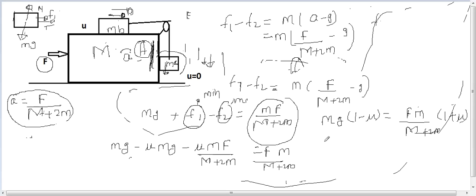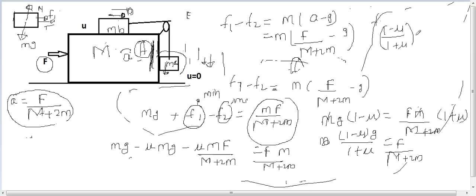So here m cancels out, and we get 1 minus mu g divided by 1 plus mu, which should be equal to f divided by m plus 2 capital M. So we have 1 minus mu divided by 1 plus mu, whole times g into m plus 2m, equal to f. So we calculated it. This is the minimum value.